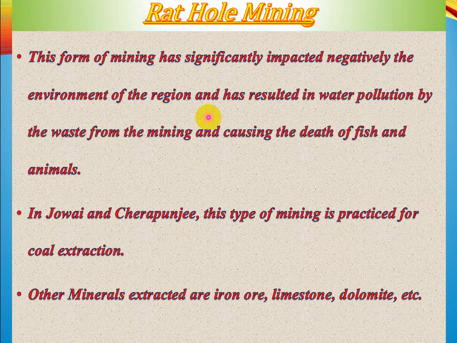The next part is that, due to this rat hole mining, the environment is having negative impacts. Why? Because the matter that they extract gets into surface runoff and pollutes the water. Meghalaya is a heavy rainfall regime, and over there surface runoff is maximum. So the dump accumulated is washed out by the running water.